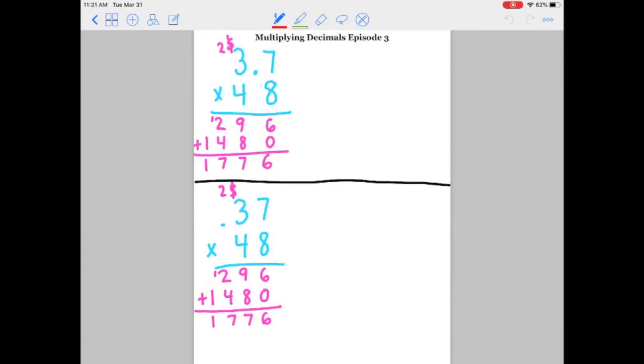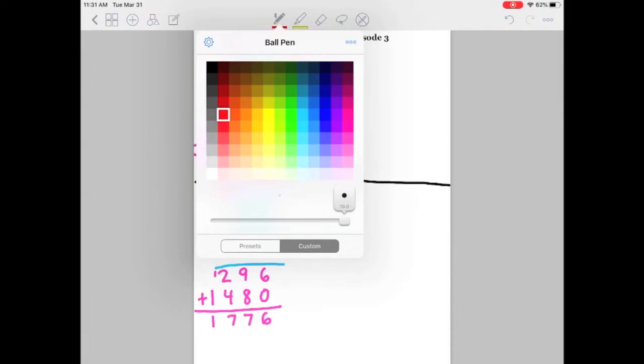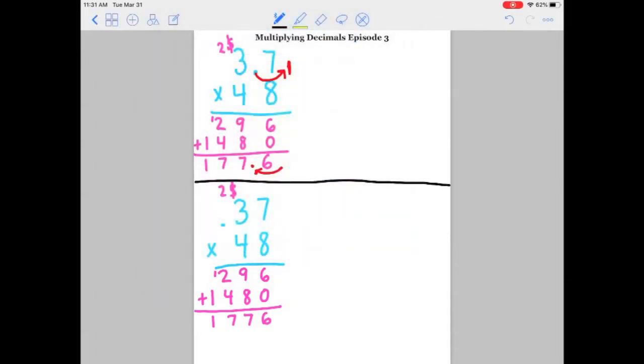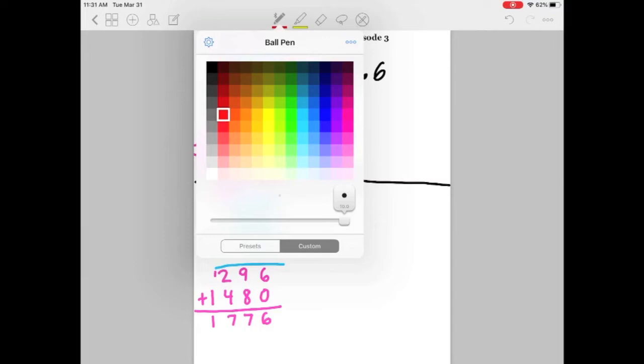So for the top, the decimal is just going to move one time, right? It moved once. Okay, so that means since it's here, I'm only going to be moving it once, and it's going to go right there. So my answer for the first one is 177.6.